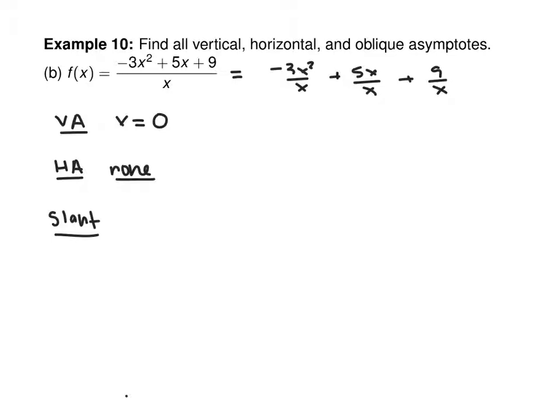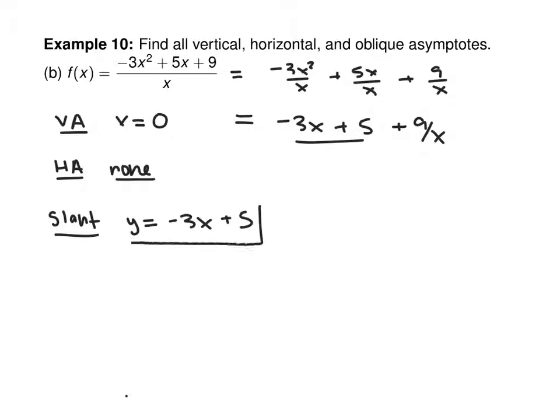Does the first piece simplify? Yes. Does the second piece simplify? Yes. Last piece? No. Which part of that is your slant asymptote? Negative 3x plus 5, yep. This part, right? You could do long division if you wanted to, but on that kind of thing, you don't have to, and it's good to know that shortcut because that idea is going to come up again.